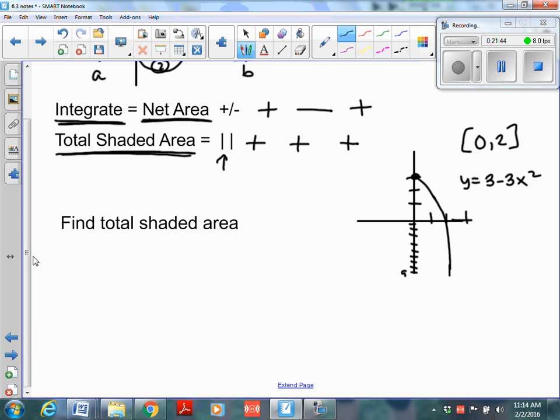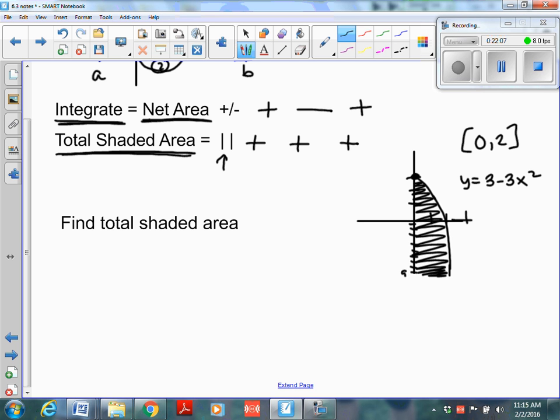So, here is the problem, and this is one of the problems on the worksheet. But the problems on the worksheet, this is the one I don't have you doing. But basically, it's hard to see this. But basically, just draw this in. Color this in. They want you to find the area of the shaded region of 3 minus 3x squared from 0 to 2.